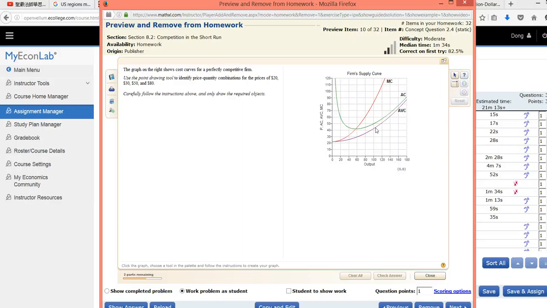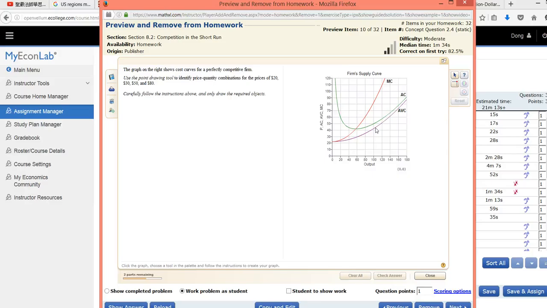So their optimization problem is to set the marginal revenue equal to marginal cost. That's the same for every firm, not only for the competitive firm, but for the monopolist and oligopolist and monopolistic competitive firms, as we will learn in the future chapters.